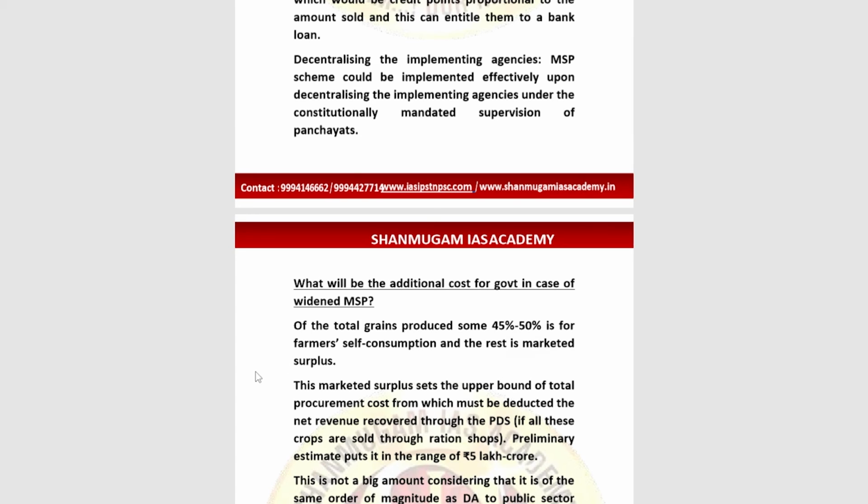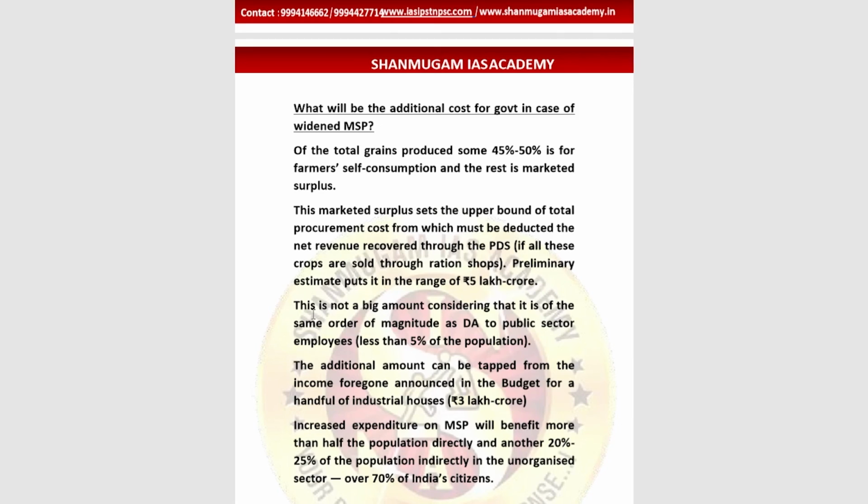Of the total grains produced, some 45 to 50% goes to the farmers' self-consumption and the rest is market surplus. The market surplus sets the upper bound of the total procurement cost, from which must be deducted the net revenue recovered under the PDS, that is the public distribution system. If all these crops are sold through the ration shops, the preliminary estimate puts it in the range of 5 lakh crore.